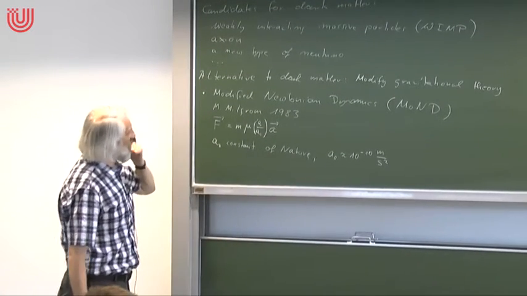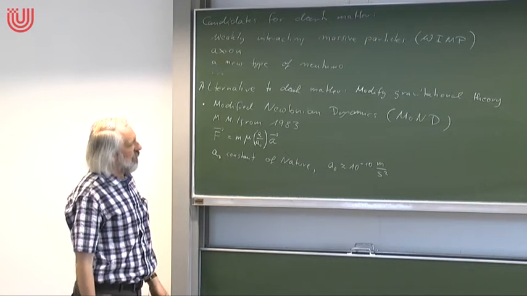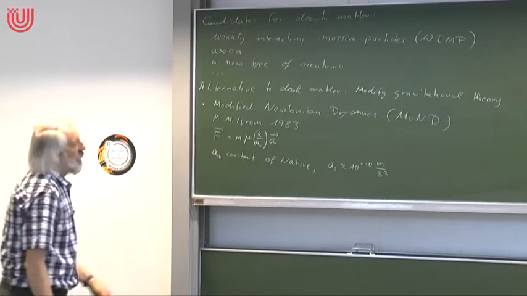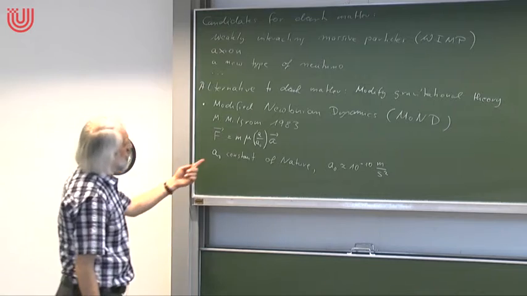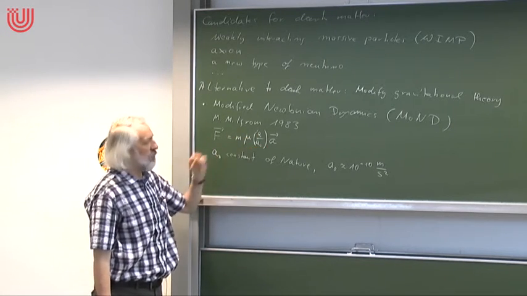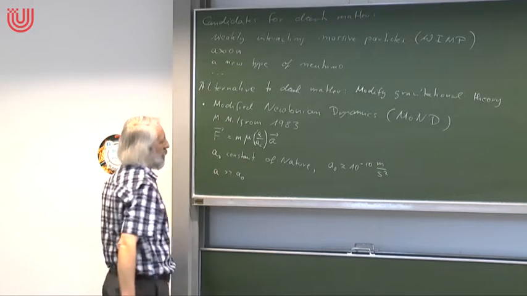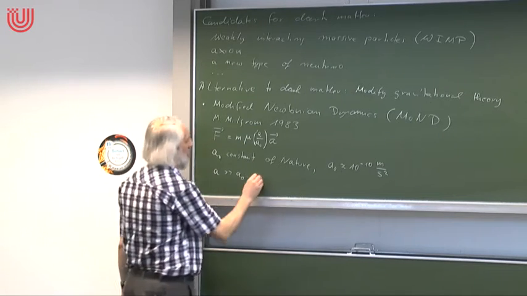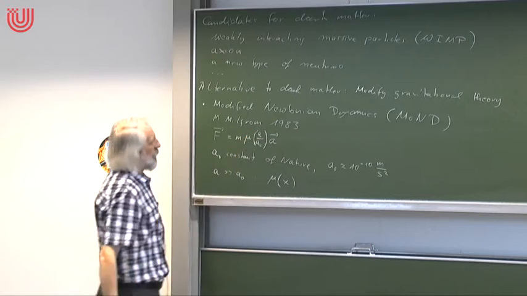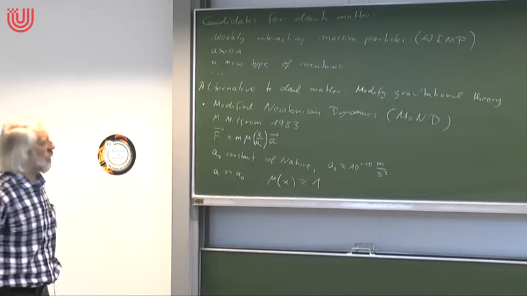So this would mean, as long as the acceleration is big in comparison to a naught, and this is the case in experiments which we do here in the lab, then we would have to assume that the standard Newtonian law holds. So mu would have to be more or less equal to 1. So if a is big in comparison to this new constant of nature, then mu of the argument x, where x is the argument of the function mu, should be approximately 1. Then you would reproduce the Newtonian theory.